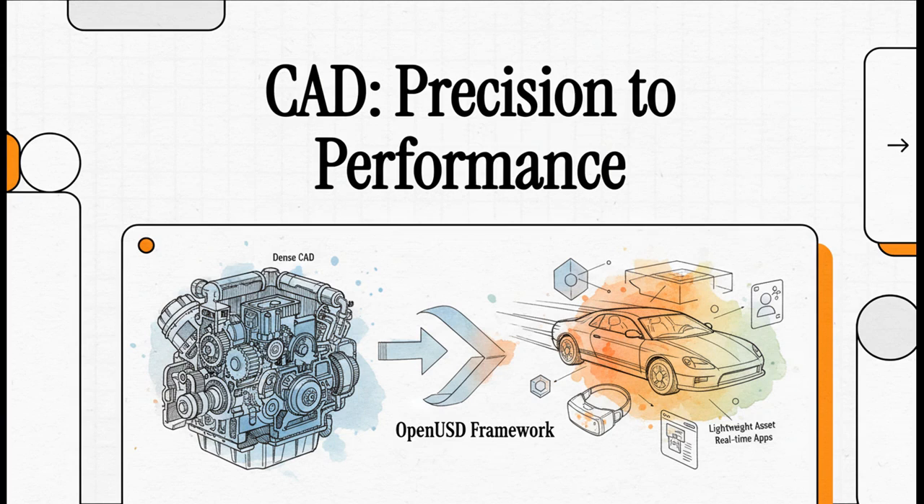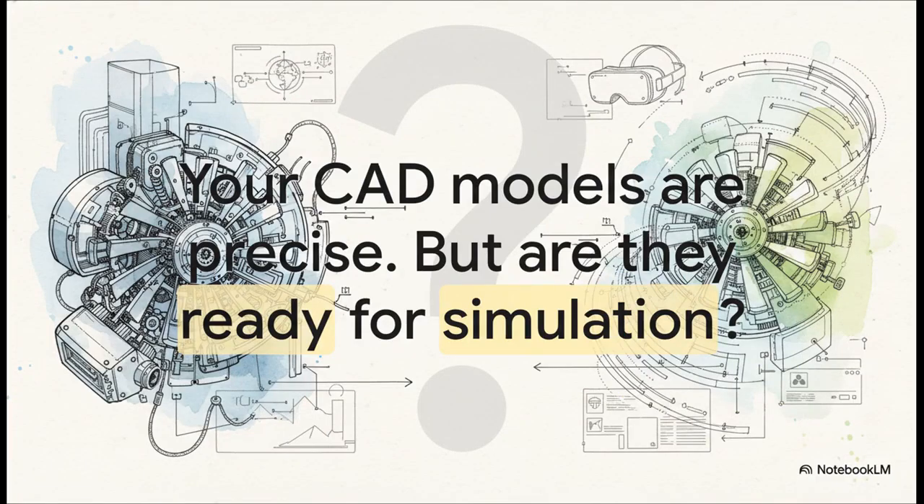If you've ever worked with CAD, you know it is the absolute gold standard for precision. But what happens when you need to take one of those beautiful, super detailed models and actually use it in, say, a real-time simulation or a virtual world? Well, that's the challenge we're going to tackle right now: how to bridge that gap from perfect precision to real-time performance. So let's just start with the big question.